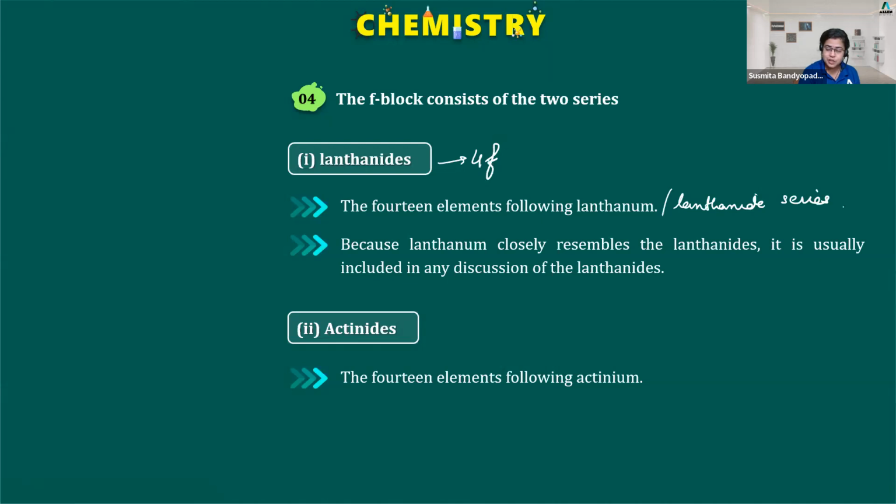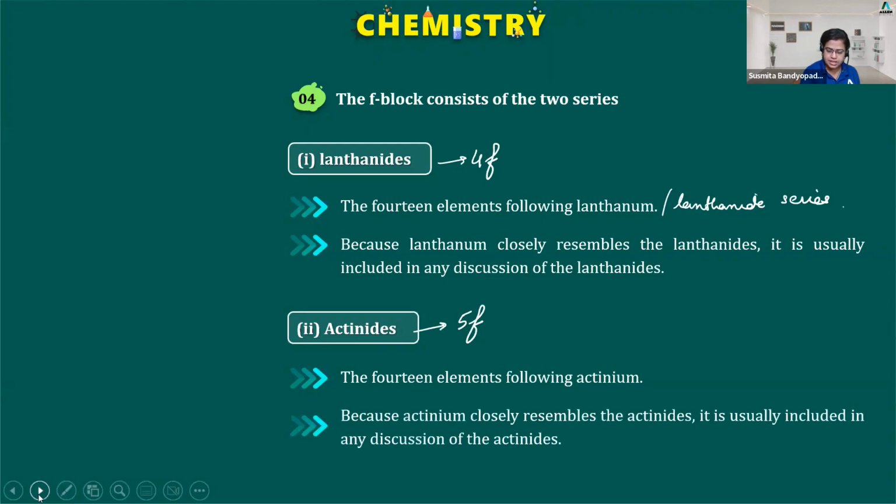This is because the capacity of f is maximum 14, so 14 elements can be filled there. Similarly, 14 more in the actinides, the 5f series. Fourteen elements follow actinium, and they are members of the actinide series.